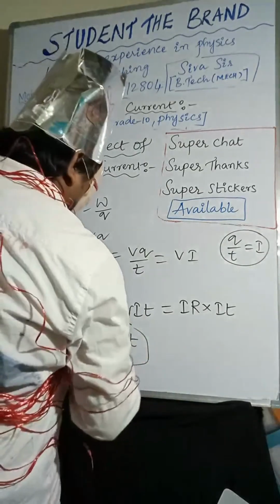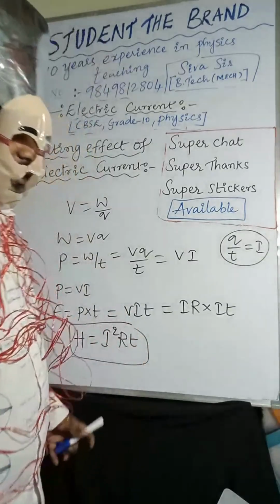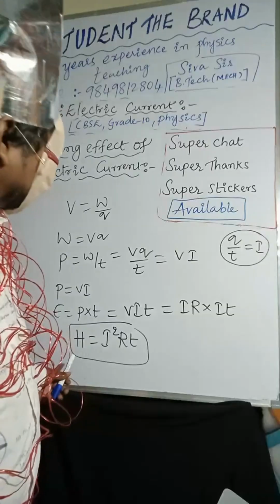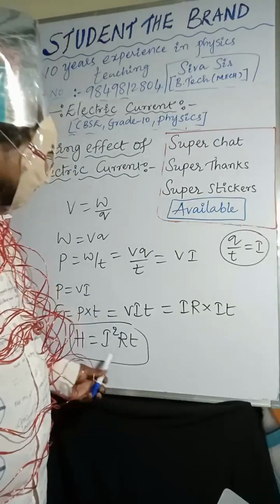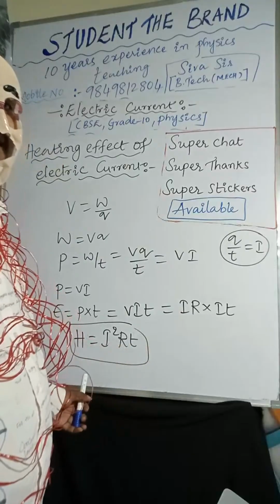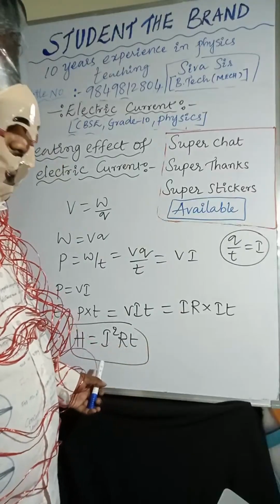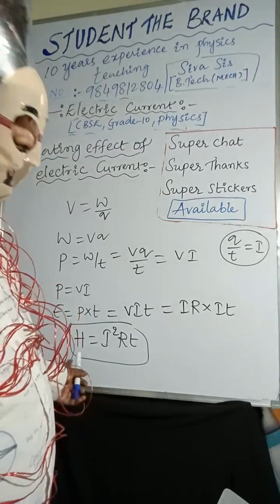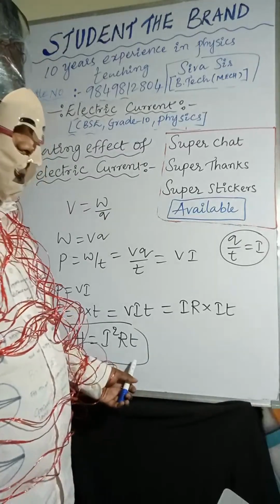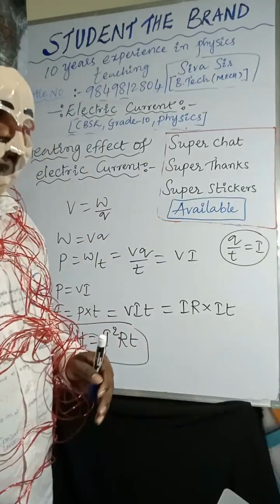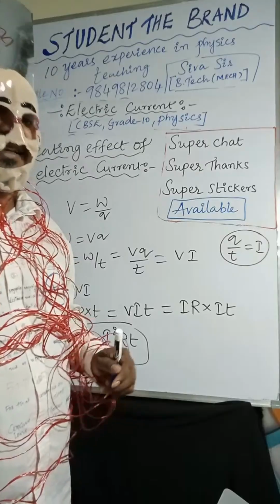So H is directly proportional to the square of current, H is directly proportional to resistance, and H is directly proportional to time. Heat produced in the conductor is directly proportional to the square of current, to resistance, and to time. So this is about the heating effect of electric current.